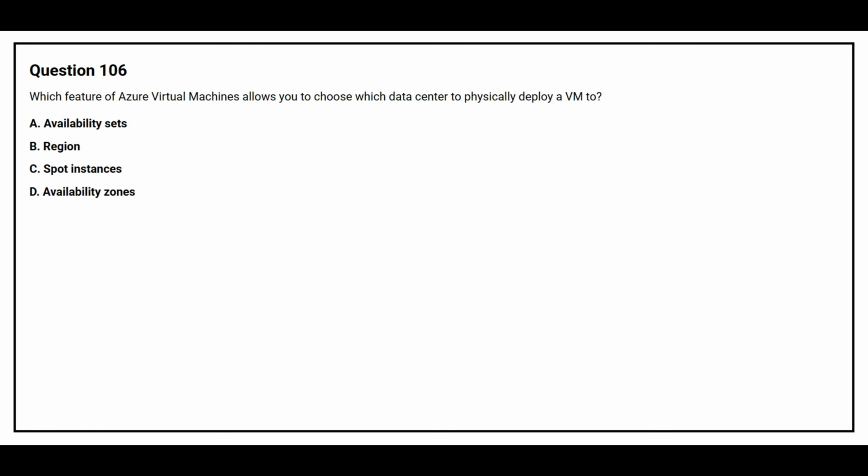Question number 106. Which feature of Azure Virtual Machines allows you to choose which data center to physically deploy a VM to? Option A, Availability Sets. Option B, Region. Option C, Spot Instances. Option D, Availability Zones. The correct answer is Option D, Availability Zones.